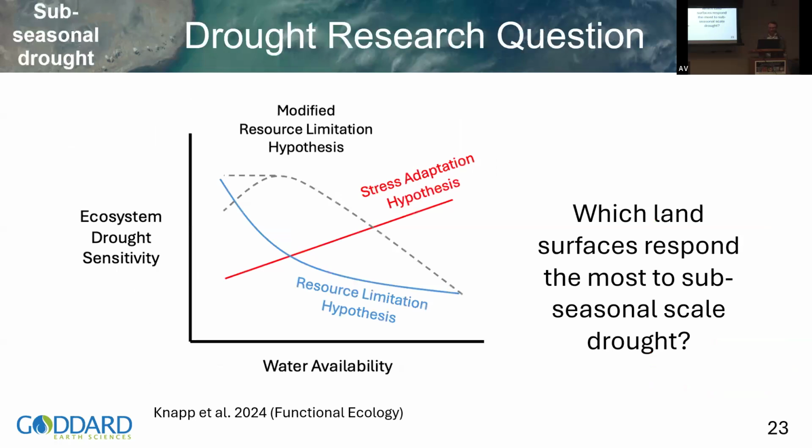Okay, so the next question then is about drought. This is actually the study we're working on now. This is unpublished, by the way, so take what I say with a grain of salt. We're still writing these papers now, but we're coming to the end of our grant. But the question really comes down to which land surfaces respond the most to subseasonal scale drought.